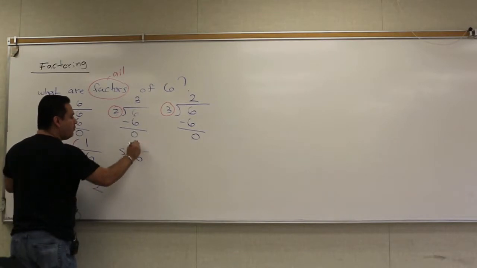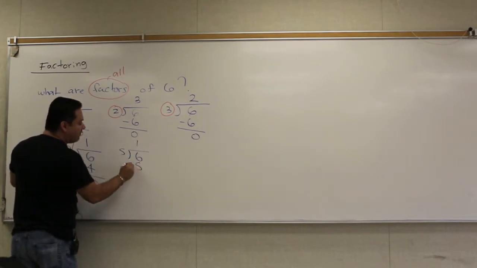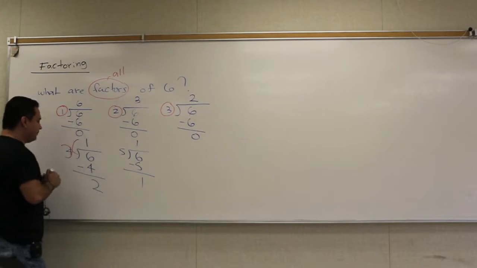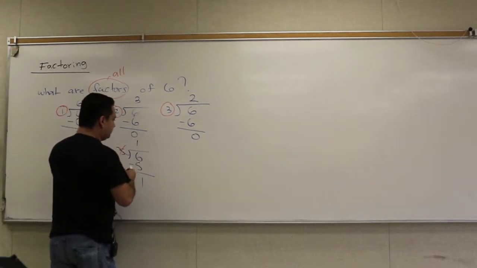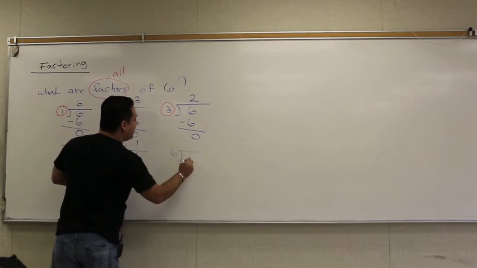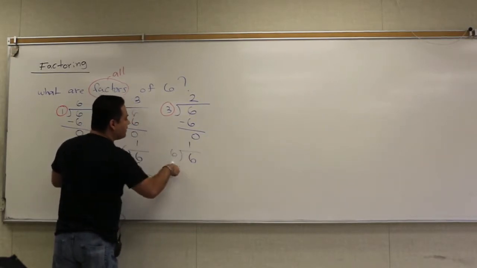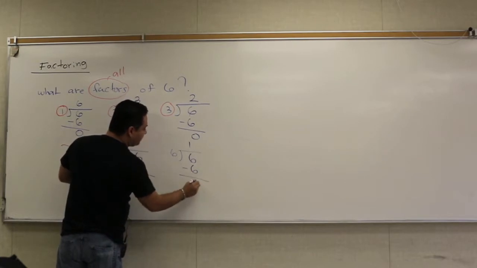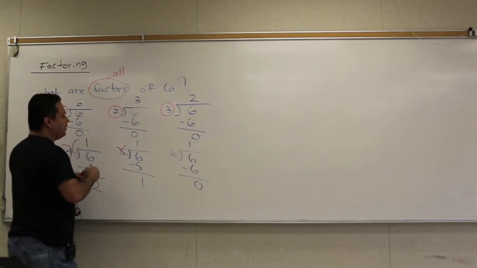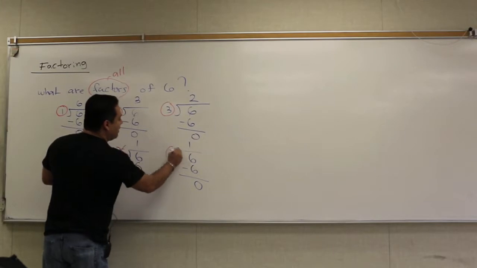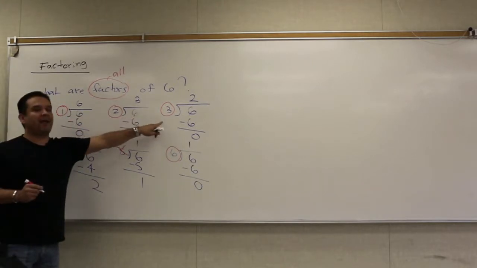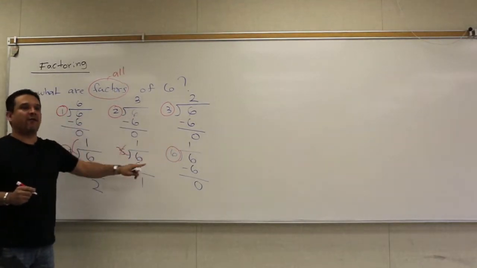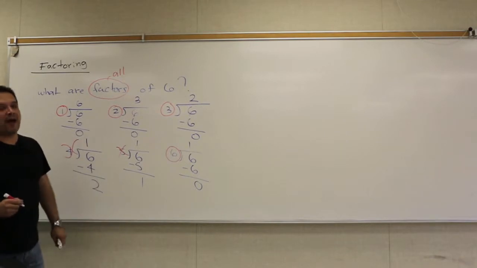5 goes into 6 what? Once. 1 times 5 is 5. Subtract. You got a 1. 5 doesn't work. What about 6? 6 goes into 6 how many times? Once. And 1 times 6 is 6. Look at that. You got a 0 remainder. So what I'm saying to you is that if we had to list factors of 6, what are they? 1, 2, 3, and what? 6. 4 and 5 are not factors.